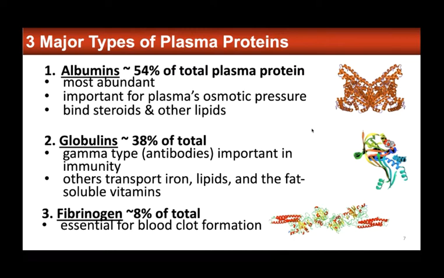Then we have globulins, which are, you guessed it, sort of globe-shaped. Gamma globulins are a kind of antibody that are really important in immune system function. Other globulins are important for transporting nonpolar materials and transporting iron. So we're going to talk more about hemoglobin, which is the globulin that transports oxygen. And that's the one that is in our red blood cells.